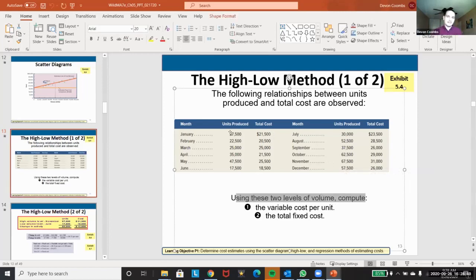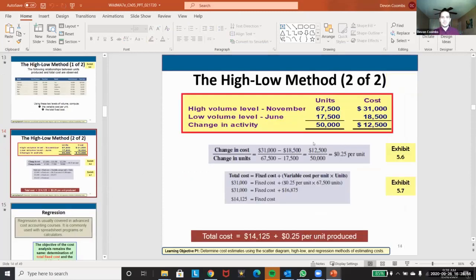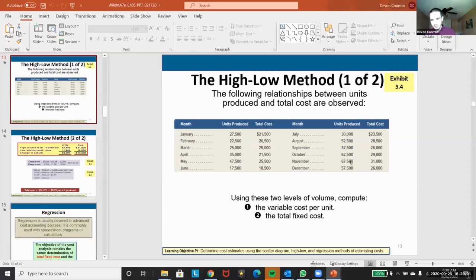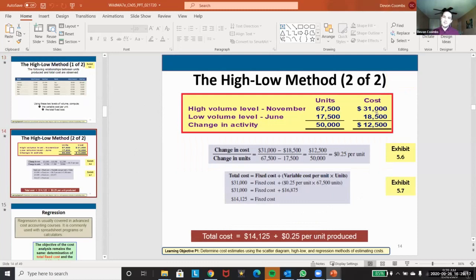So we can use the highest level of volume and the lowest level of volume, and then compute their total fixed costs. The idea here is that at our highest level of volume, 67,500 units, it costs us $31,000, right? And our lowest level of volume was 17,500 units, which costs us $18,500. So we take the difference, that's all we're doing here: 50,000 units, and 31,000 minus 18,500 is $12,500.